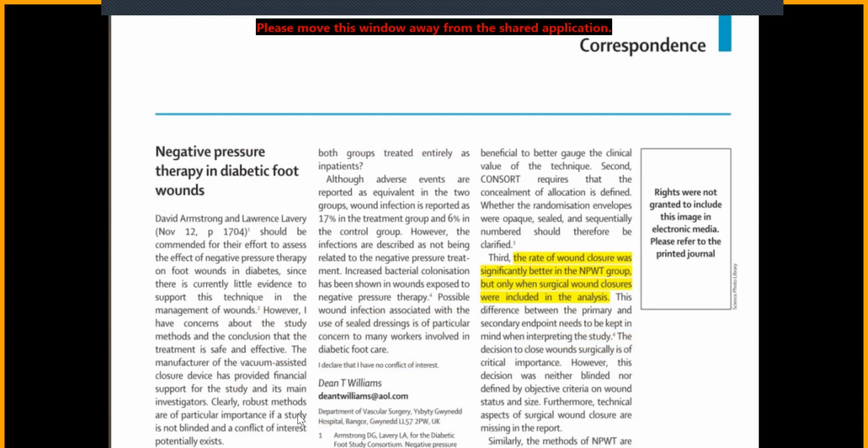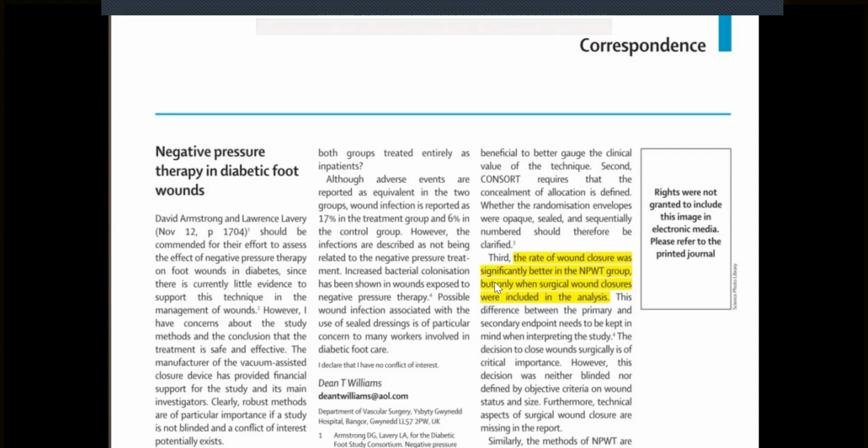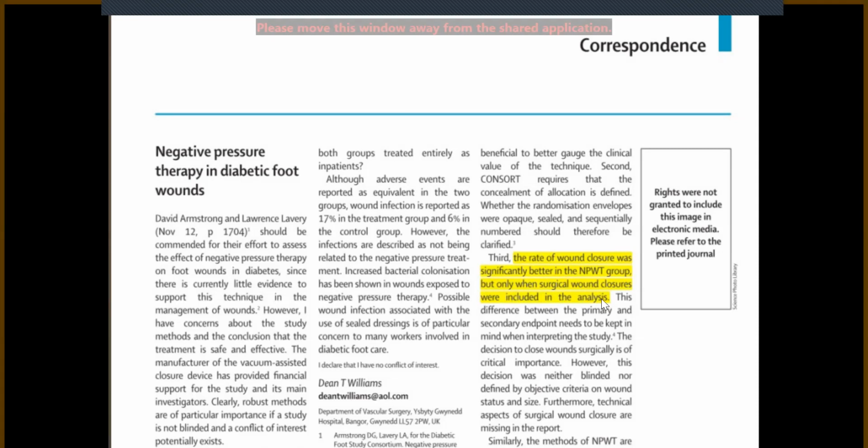This is also from the Lancet, negative pressure wound therapy in the diabetic foot. The rate of wound closure was significantly better in the negative pressure wound therapy group, but only when surgical wound closures were included in the analysis.